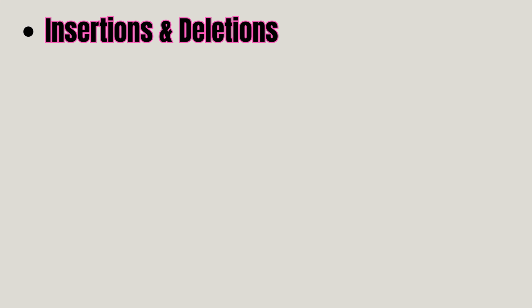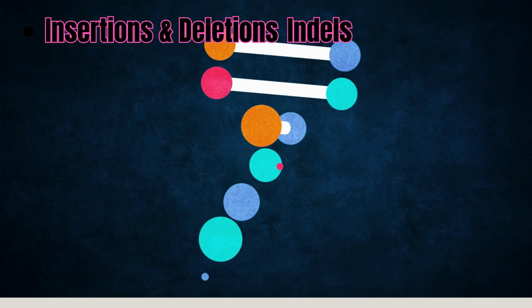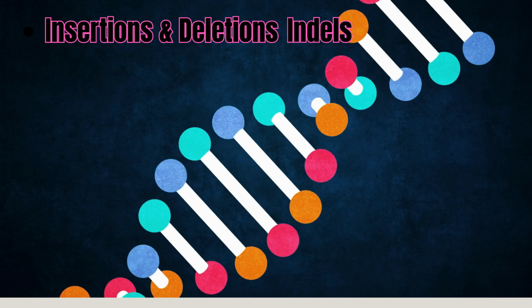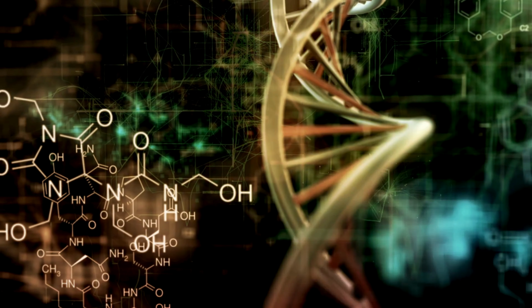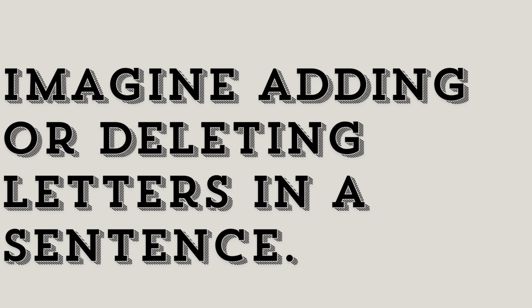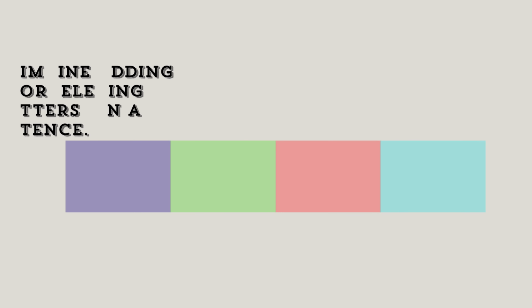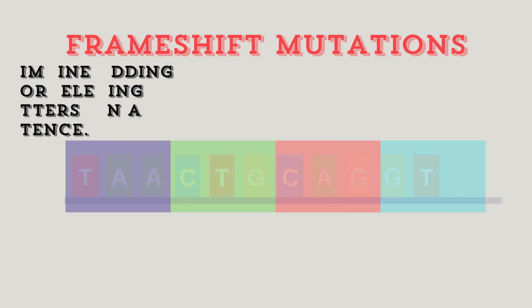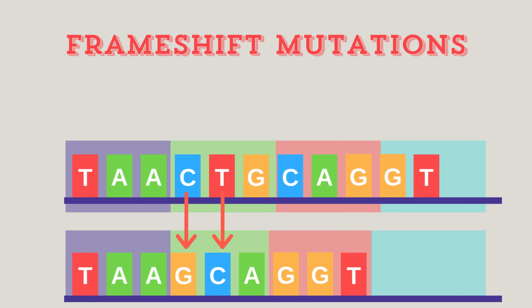Next, we have insertions and deletions, often called indels. These mutations occur when multiple extra nucleic acids are added or removed from the DNA sequence. This can create serious disruptions, similar to shifting all the words in a sentence and making it unreadable. Imagine adding or deleting letters in a sentence. Suddenly, everything that follows doesn't make sense. These disruptions are known as frame shift mutations. They're particularly problematic because they can alter the entire protein, potentially leading to significant changes in an organism.